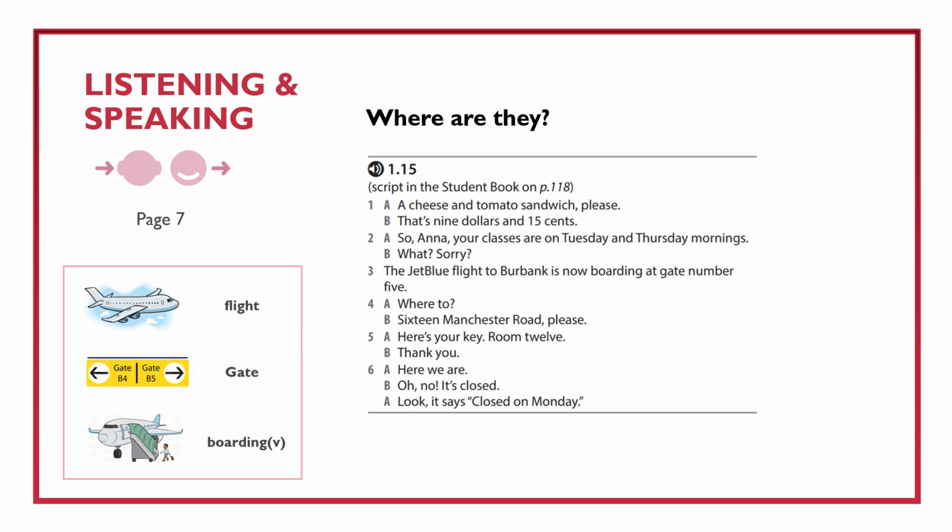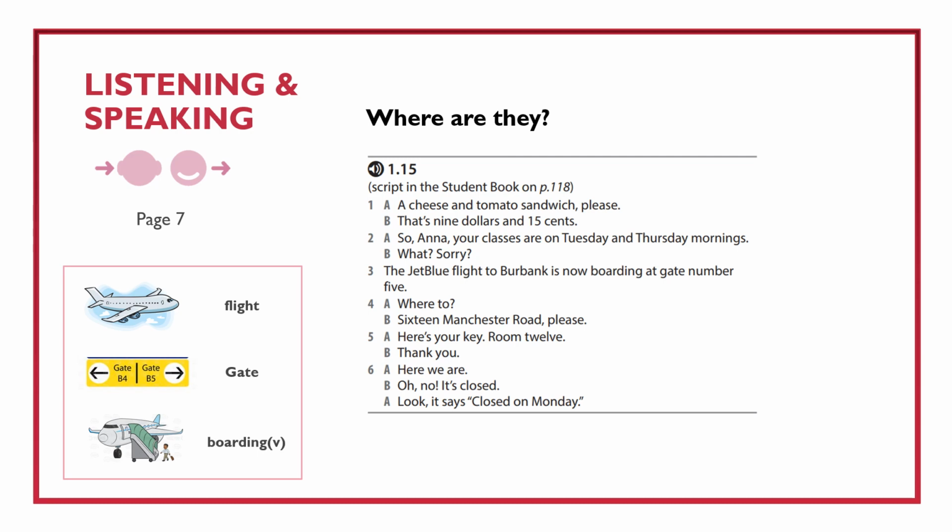So, now let's look at a script. You can also find it in your student book on page 118. For conversation 1, A: A cheese and tomato sandwich, please. B: That's $9.15. So the person or the customer is asking for a cheese and tomato sandwich. Okay, and then B tells the price, $9.15. That's the price of the sandwich. So they're in a sandwich shop.